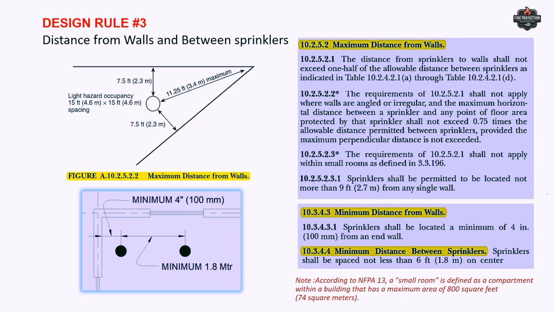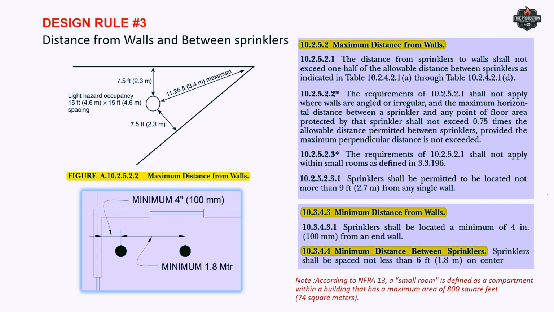If you go for smaller rooms, NFPA defines a smaller room as one having an area less than 74 square meters. For such rooms, you can go a maximum of 2.7 meters.